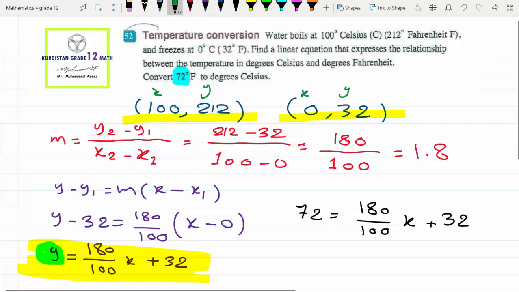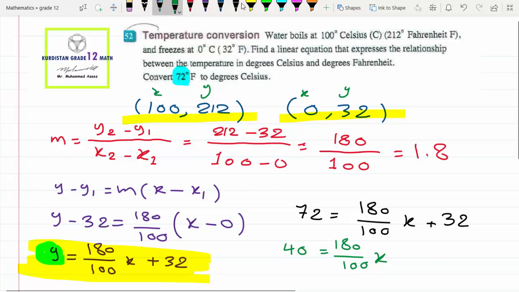Then this 32 here is positive. Send it to the other side because we need to have x alone on a side. So it will be negative: 72 minus 32 is equal to 40 equals 180 over 100 x. Again, this 32 went to the other side, it became negative, then 72 minus 32, 40. To get rid of this 100, we're going to multiply both sides by 100, so it will be 4000 here, and here will be 180.